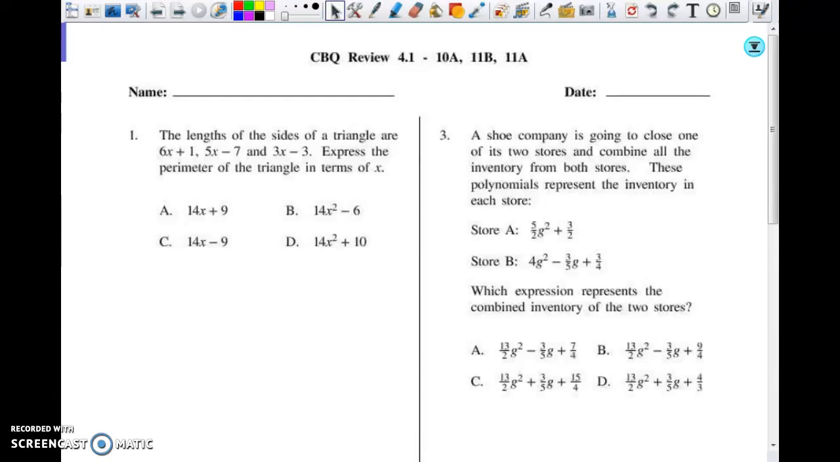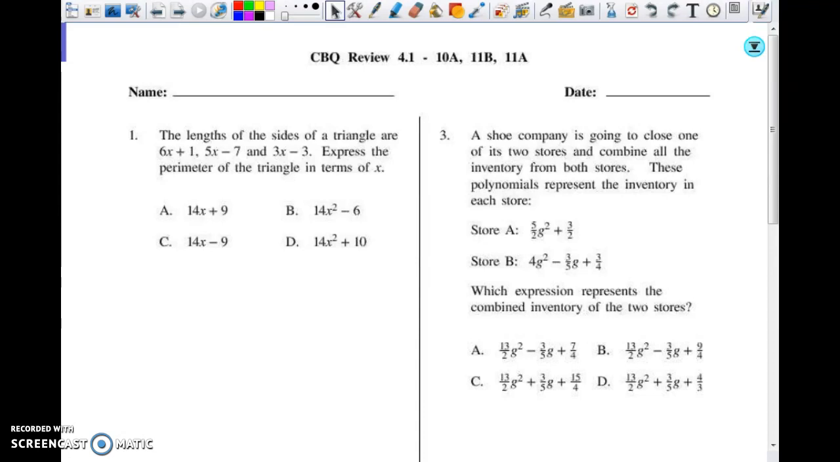Okay, so we're going to do the review for CBQ 4.1, your quizzes on Thursday. For the most part, we're going to do everything on Desmos. You already know how to do it, so now we're just going to figure out how to get the answer just from the calculator. I will do problem number 1 full on and then go back and show you your answer. But other than that, I'm just going to show you how to get the answer, and you guys will find your answer in Desmos.